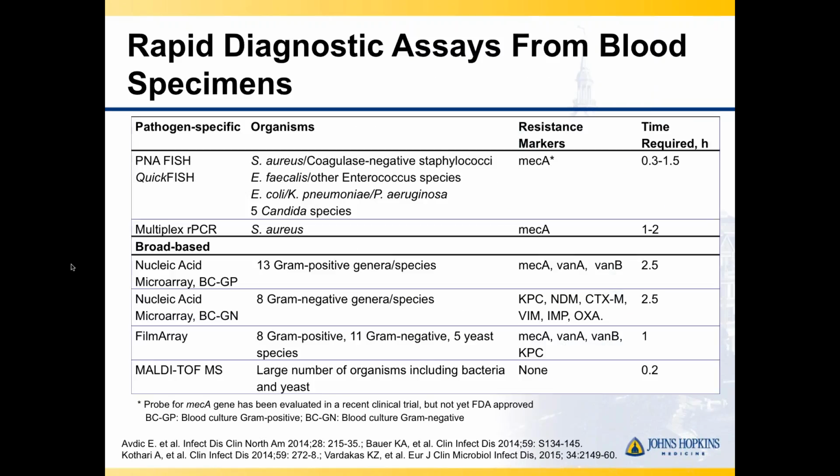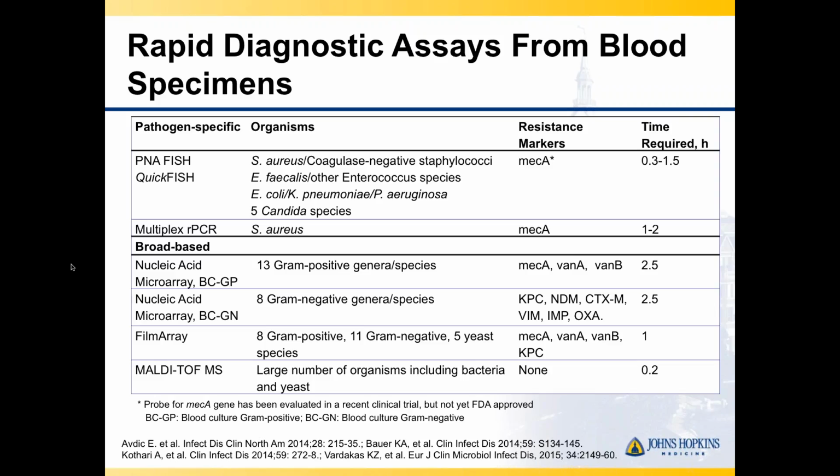So here are some of the rapid diagnostic assays that have been evaluated in clinical practice. It gives you an idea how many pathogens they can identify. PNA FISH has several different probes that can distinguish different organisms, for example, staph aureus from coag-negative staph, E. faecalis from Enterococcus species, E. coli, Klebsiella pneumoniae, and Pseudomonas aeruginosa probe, as well as the 5 Candida species.